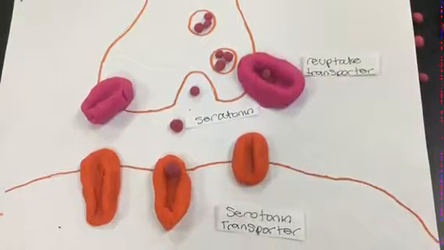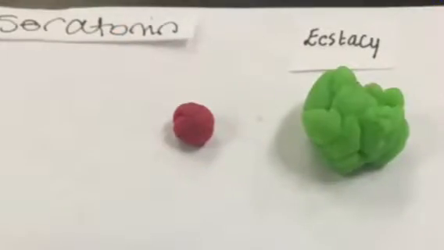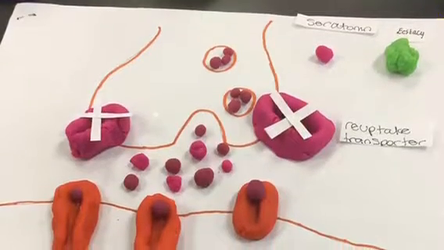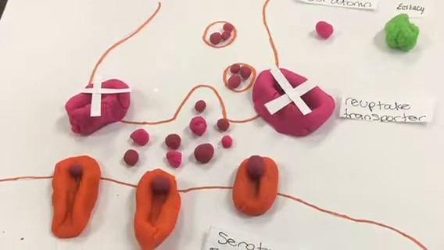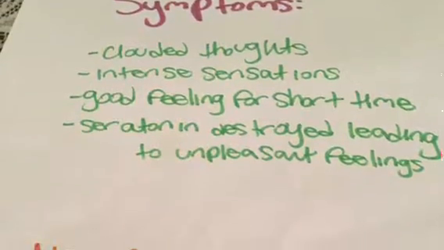However, when ecstasy is taken, the serotonin is morphed and therefore consists of a different compound that can't be taken up by the reuptake transporters. This leads to overcrowding in the synapse cleft and overstimulation in the transport receptors. This leads to a very good feeling for a short time and causes clouded thoughts and intense sensations.